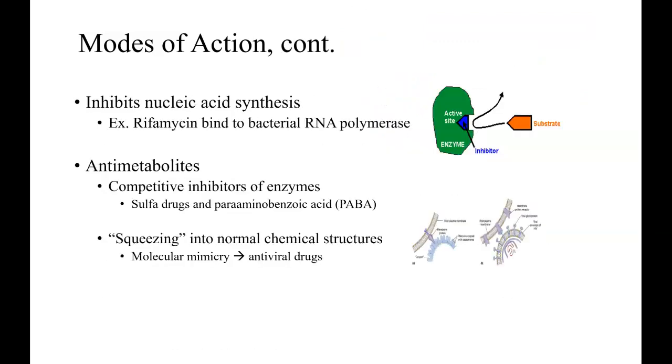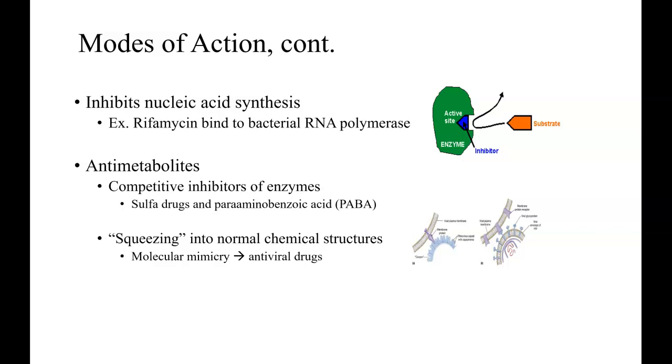Some antibiotics will inhibit nucleic acid synthesis, so they interfere with how the bacteria can make its polymerases, so DNA polymerase or RNA polymerase. Some will actually inhibit enzymes, so they will be these anti-metabolites where they will actually attach to an enzyme so that a substrate can't bind to it. Then that enzyme isn't going to be able to do its job and that bacteria isn't going to be able to carry out its metabolism. Sulfa drugs tend to work by being anti-metabolites.